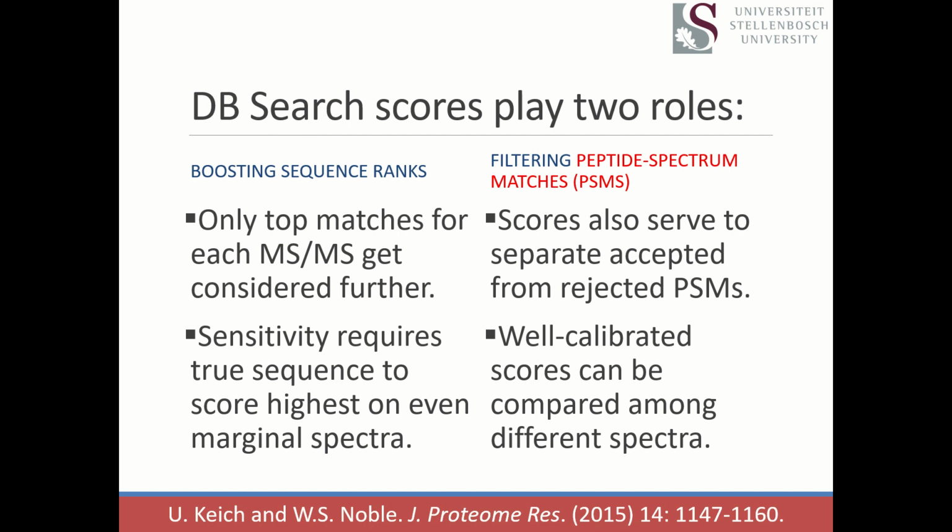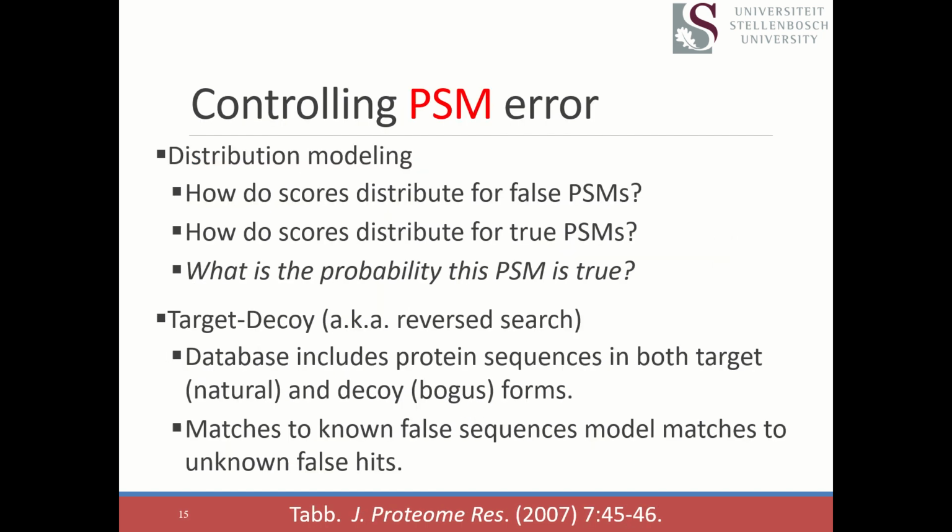Okay. So we need to be able to figure out which spectra are very worthwhile for us to work with and which ones are not. There are 2 main approaches that have come out for making sense of these. One is distribution modeling, and the other one is this Target-Decoy or reverse search approach. Both of these are very popular.